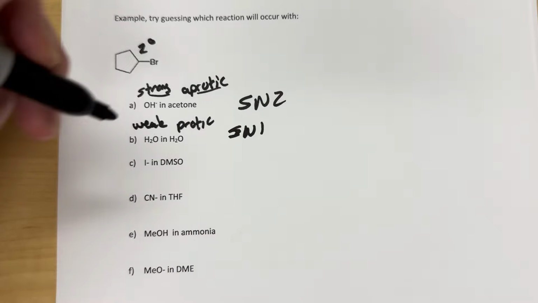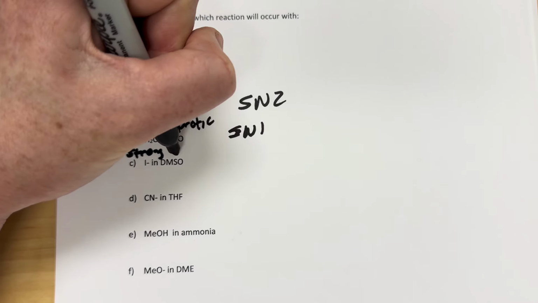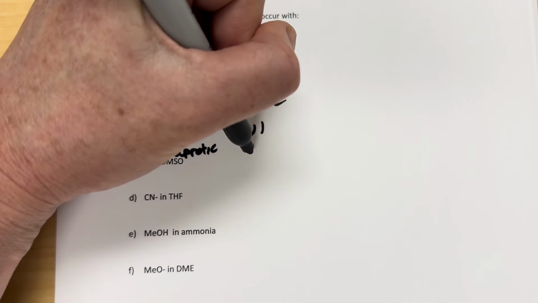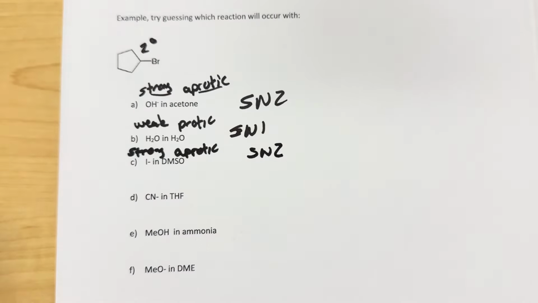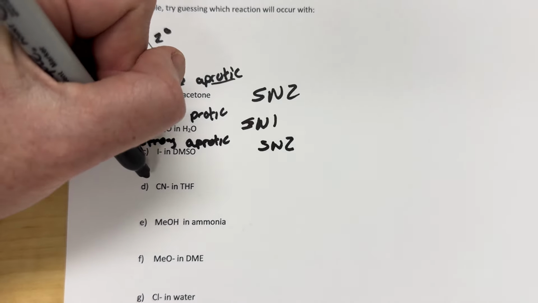All right, here we have a strong nucleophile with I minus, and it happens to be, of course, an aprotic solvent. We already know strong would be SN2. That solvent just makes sure we really know it. CN minus we know is strong.